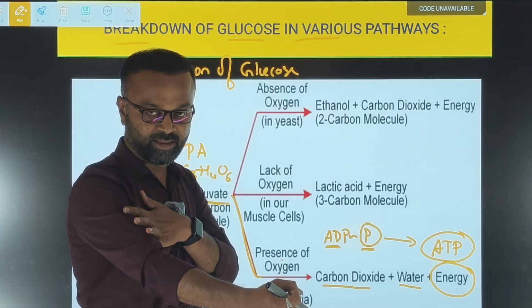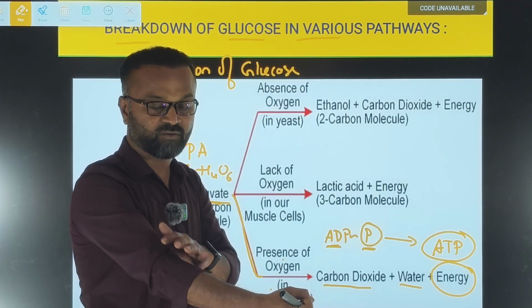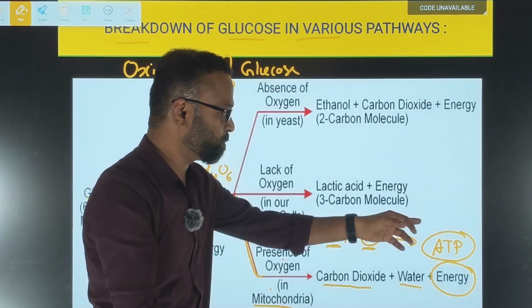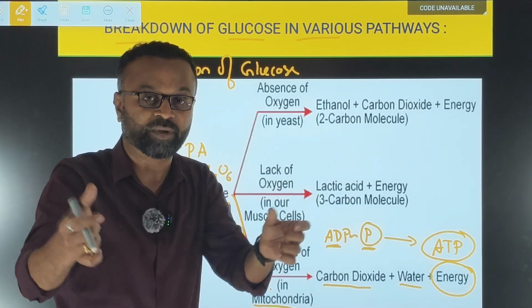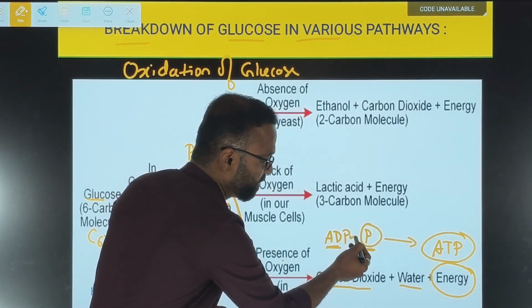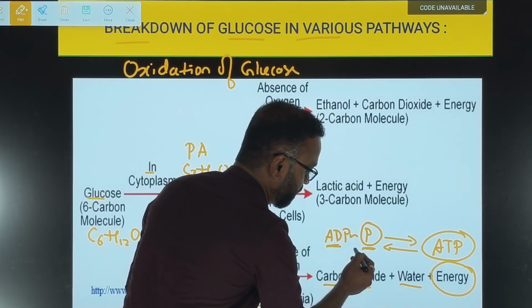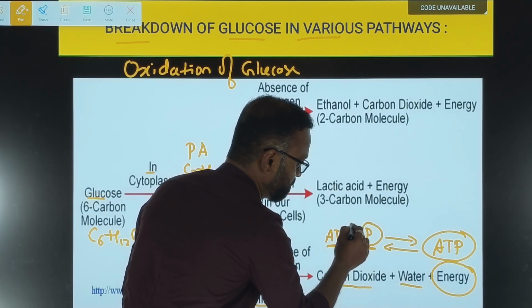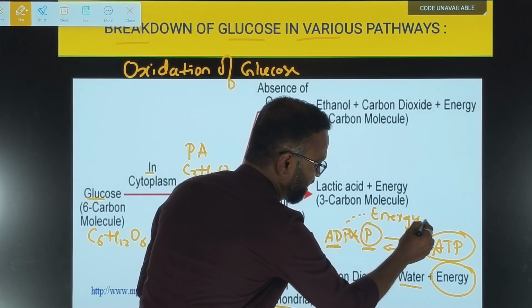In my muscle cells, inside the mitochondria, they store the energy in the form of ATP. When it spends that energy, the ATP breaks down. This particular link will break. That means ATP, when it's spending the energy, will again convert into ADP and phosphorus. This linkage will break down and it will release the energy.